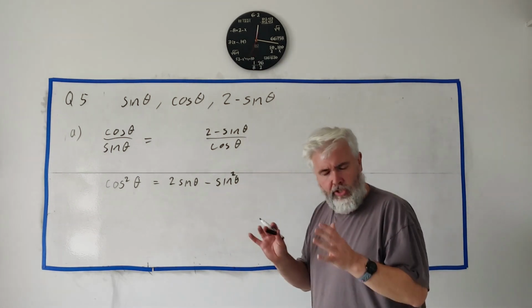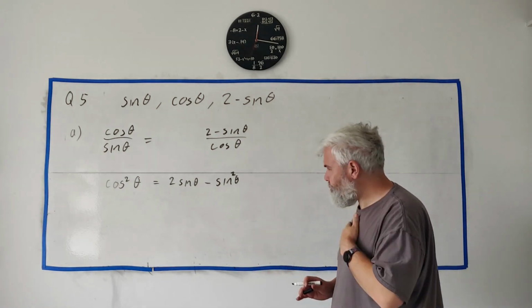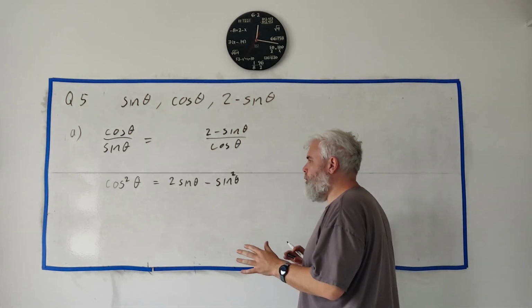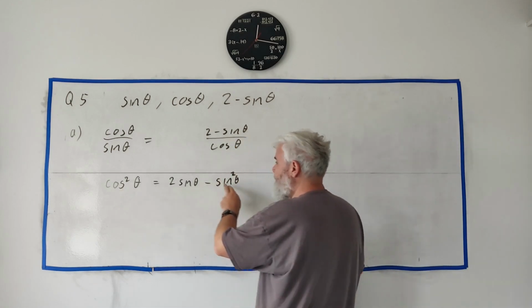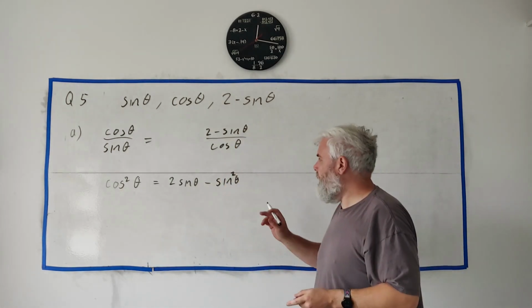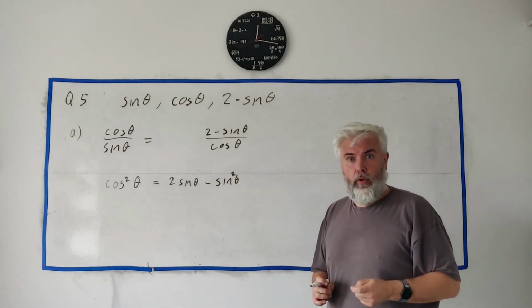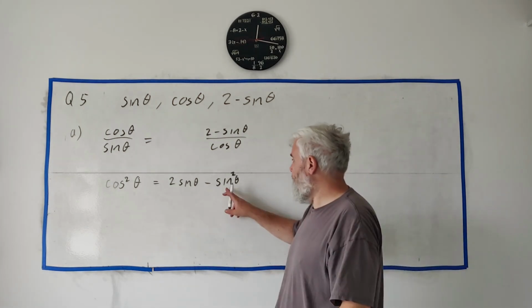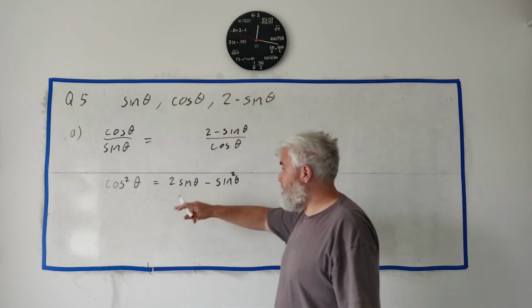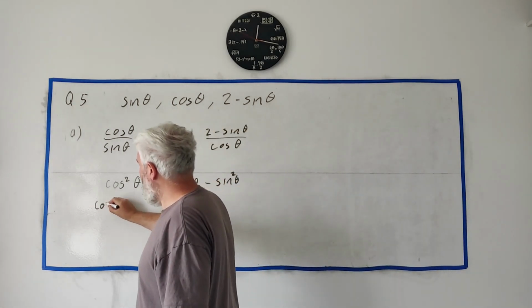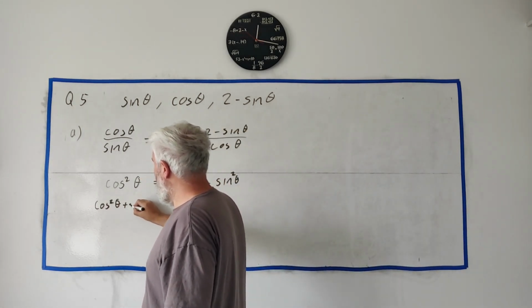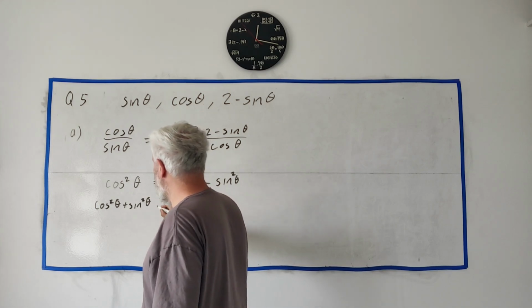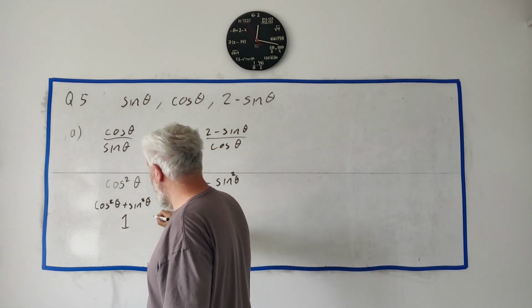What should jump out at you is cosine squared and sine squared. They add together to make 1. It's the most basic thing in trigonometry, and it comes up all the time. If we add this to both sides, it will appear over here. We will get cosine squared plus sine squared theta, and that is equal to 1.